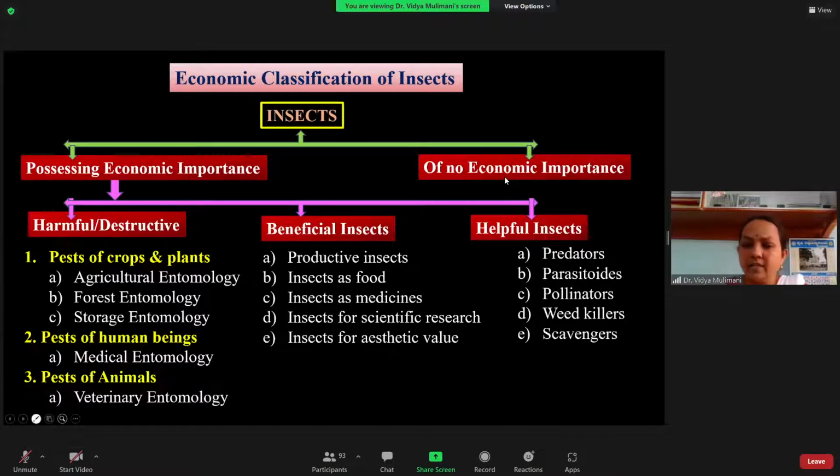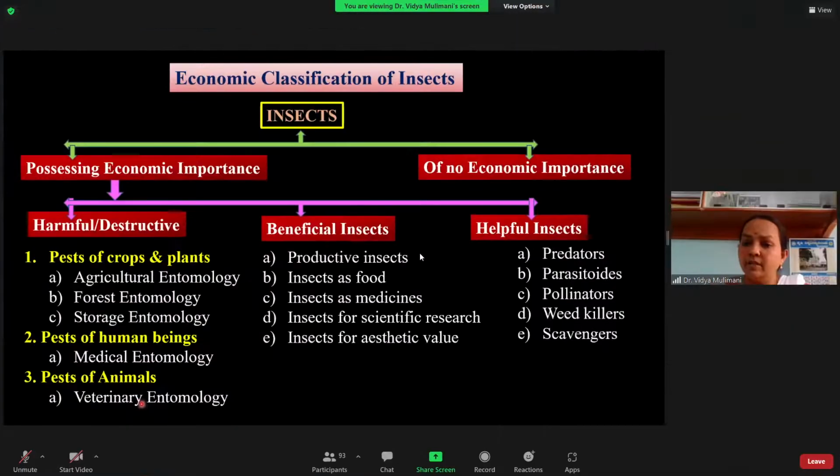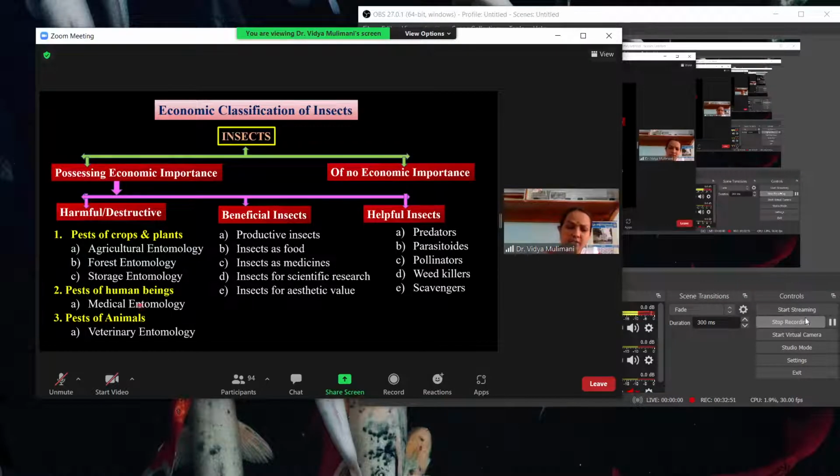And the third category I just discussed is veterinary entomology. Mainly they are related to our domestic animals, even including dogs, cats, and everyone. They have the sucking insects. That all comes under veterinary entomology. So with this, I will complete the first part, economic importance.